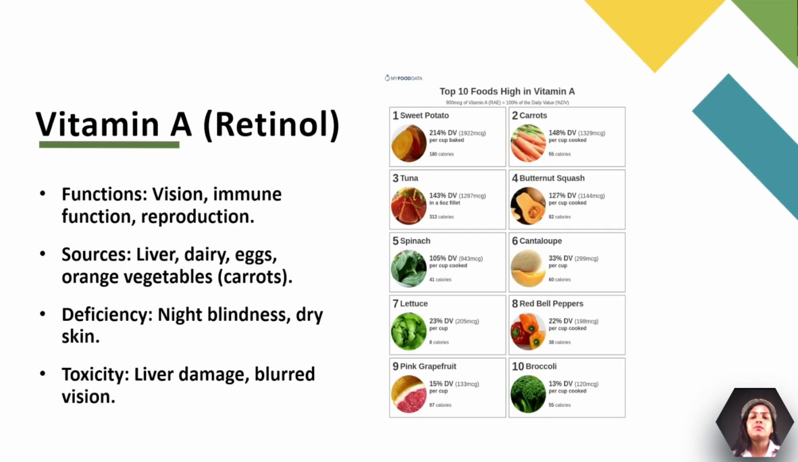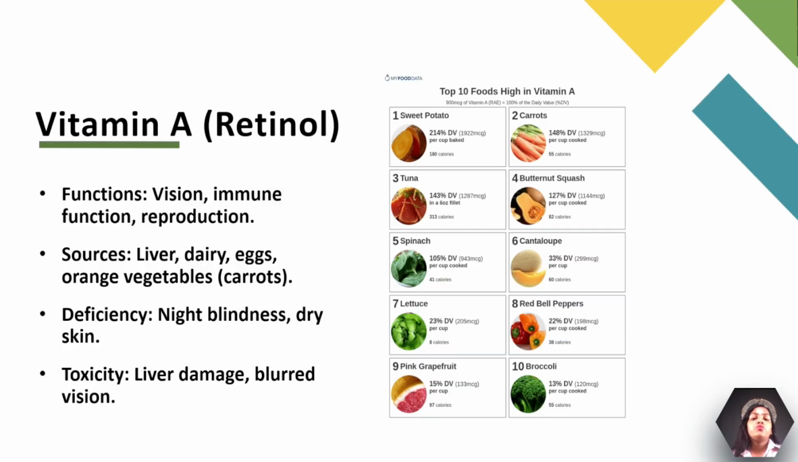Now coming to vitamin A, also known as retinol. The function of vitamin A is that it supports vision and also supports strong immunity in our body. Reproduction is also supported by this vitamin. The commonly known sources are liver from non-vegetarian food, dairy foods, eggs, and orange vegetables like carrots. Amla also helps to increase vitamin A in our body.